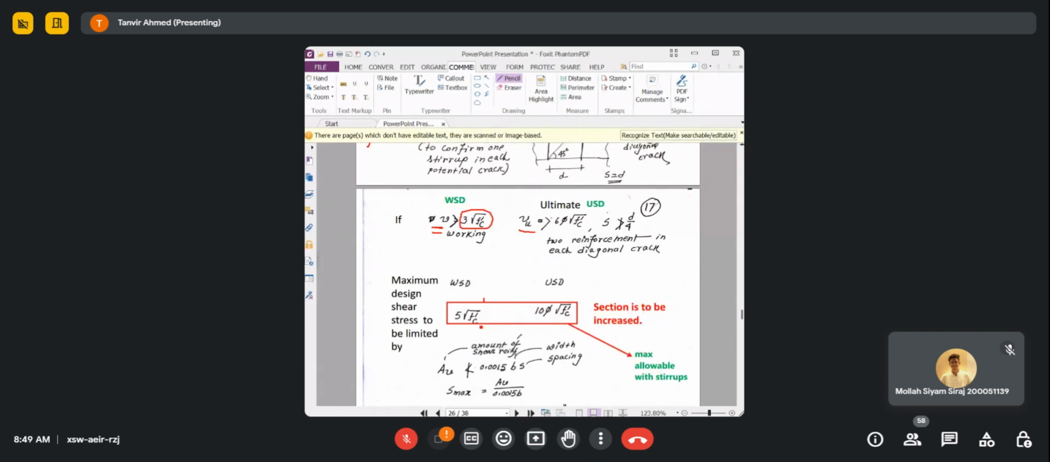If for any reason your shear stress is more than these values, in case of WSD more than this value, or in case of USD more than this value, in that case you have to increase the section. Your beam section has to be increased. You can increase the depth of the beam to address this shear stress.